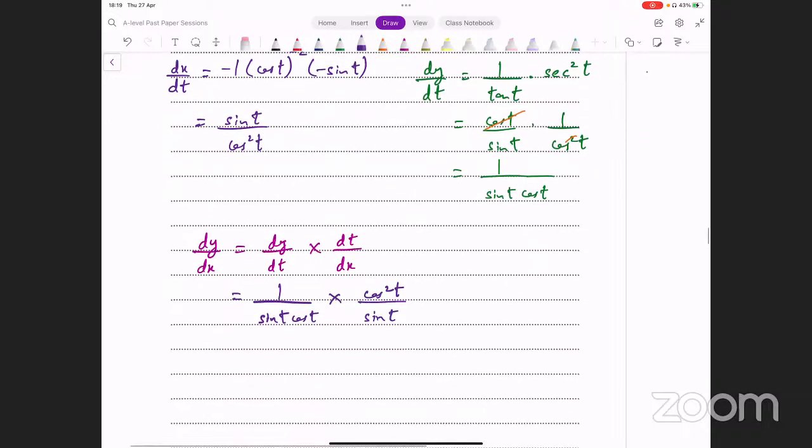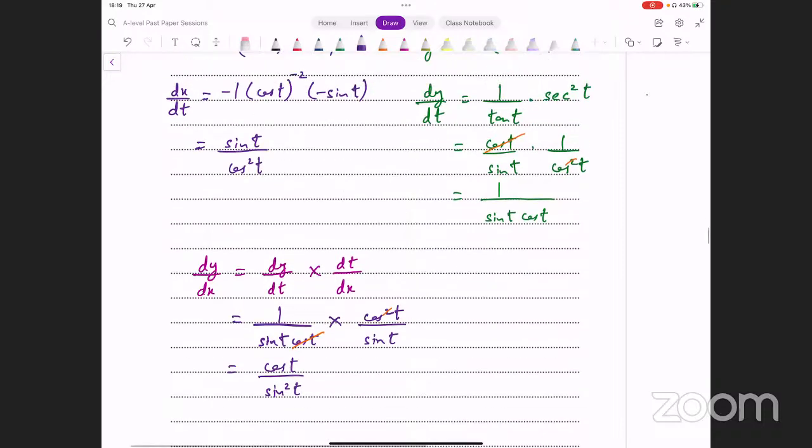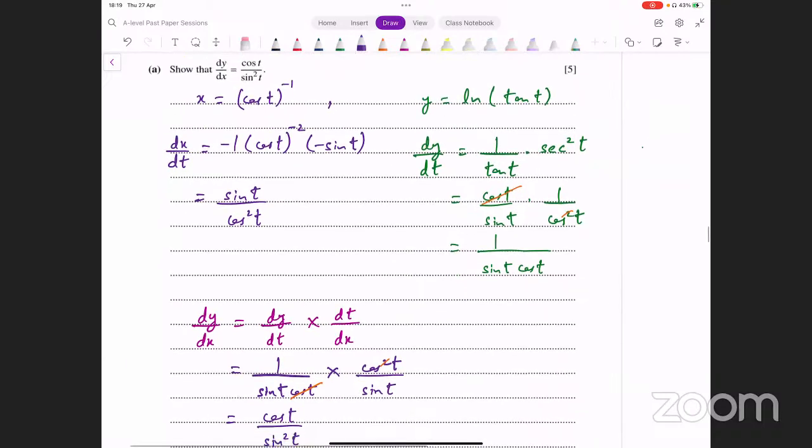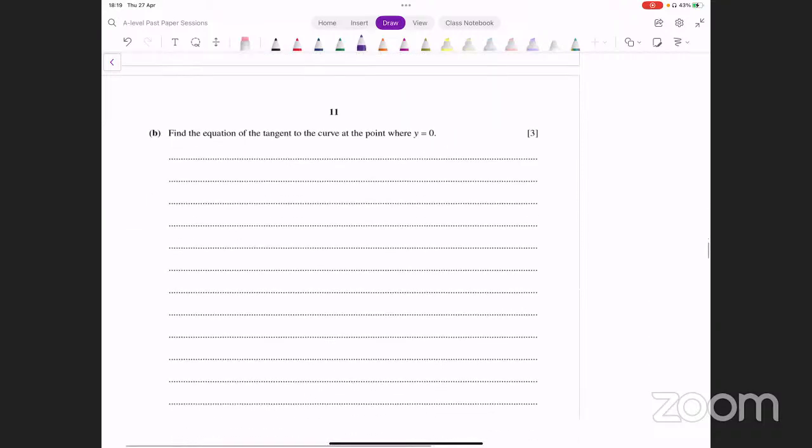Let's simplify this now. 1 power of cos gets cancelled with this cos. Numerator में आपके पास क्या बचेगा, cos of t. Denominator में you have sin t and sin t, that gives you sin square t. And that's exactly what you were looking for. dy over dx turns out to be cos t over sin square t. Okay, that's your final answer. Let's move on. Part B.